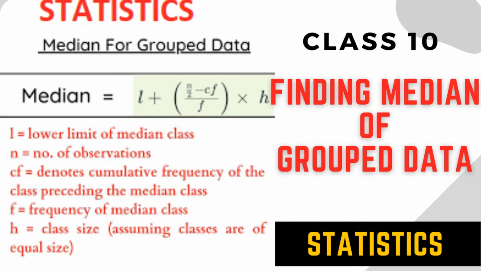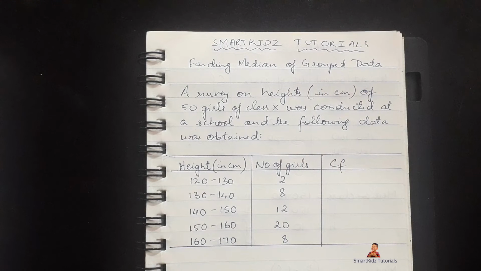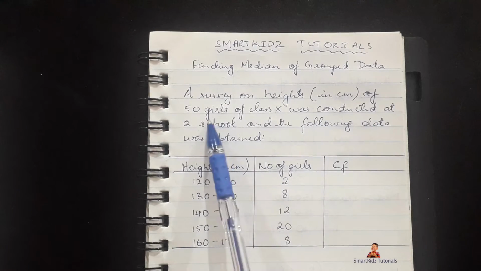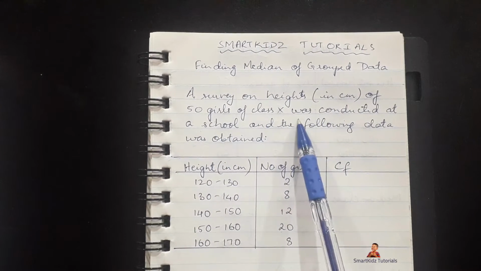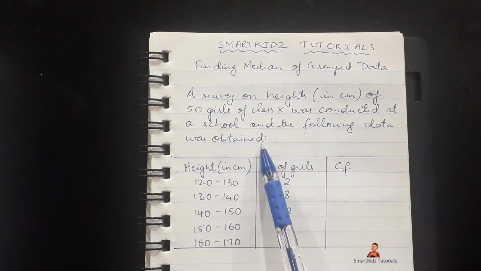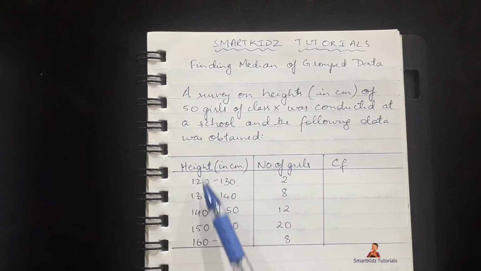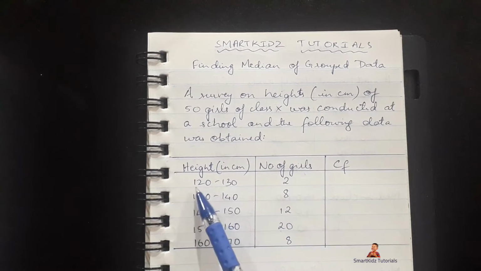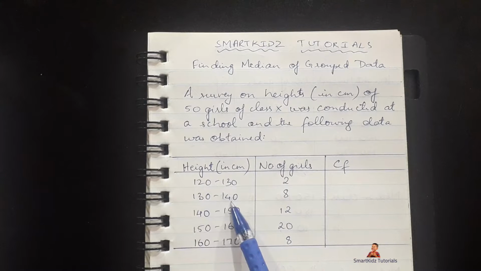In this video we will be learning how to find the median of grouped data. The problem given to us is: a survey on heights in centimeters of 50 girls of class 10 was conducted at a school and the following data was obtained. That is given in heights in centimeters of the girls. So it's 120 to 130, 130 to 140, 140 to 150, 150 to 160 and 160 to 170.